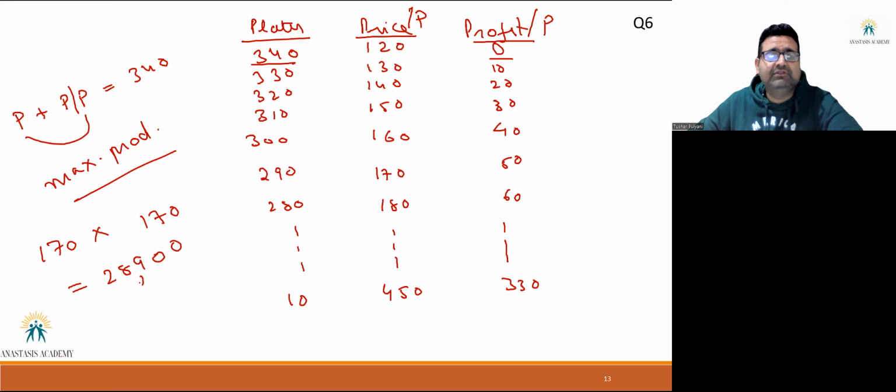You could have done this question by making an equation, taking the plates as x and the profit per plate as x minus 10, and those ways.